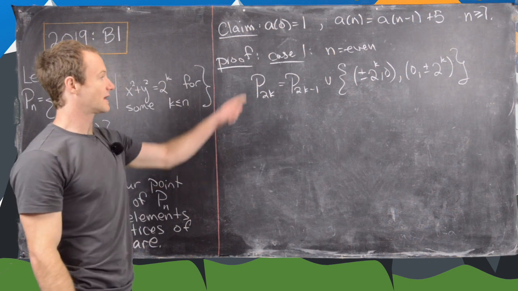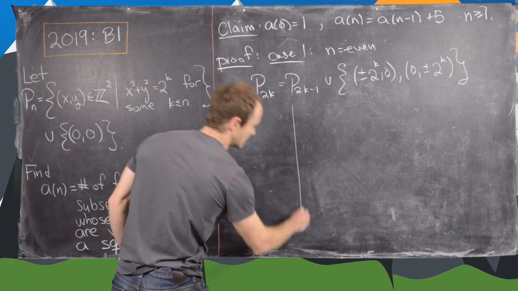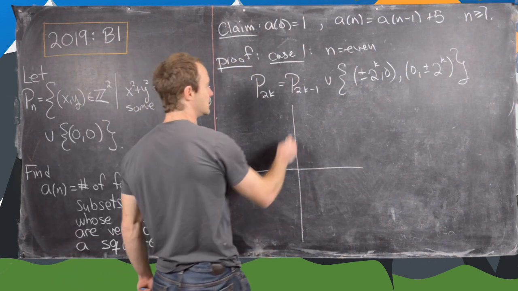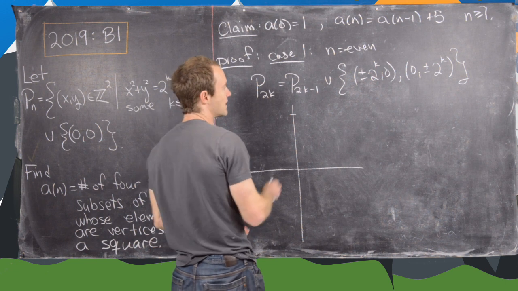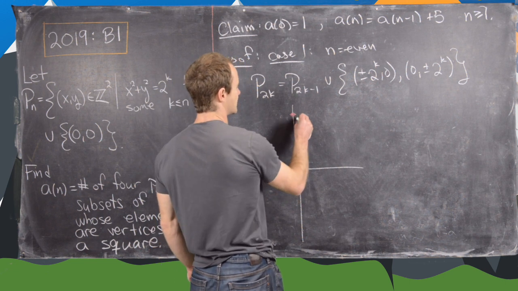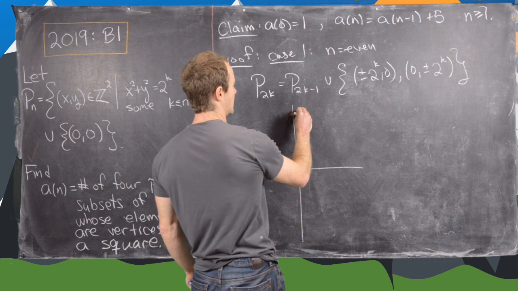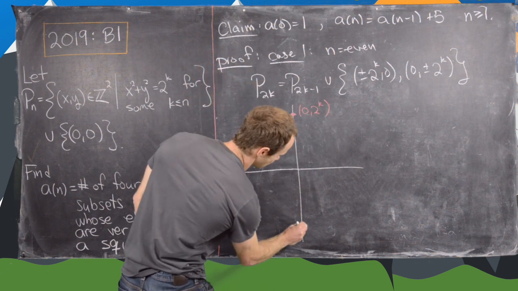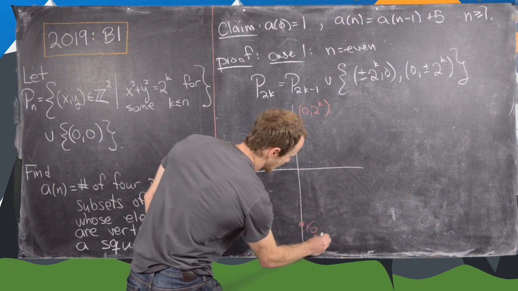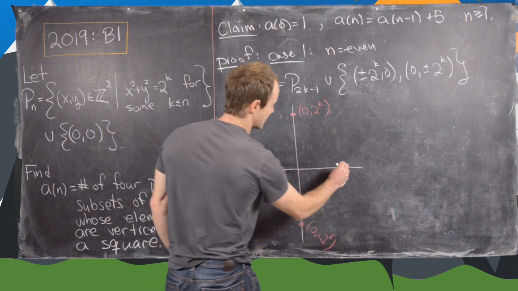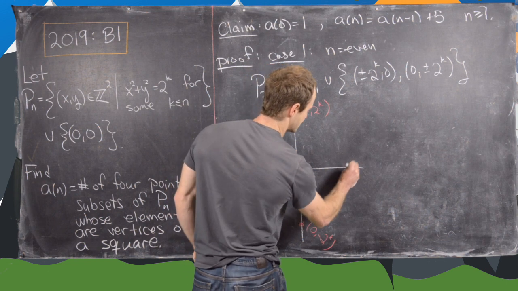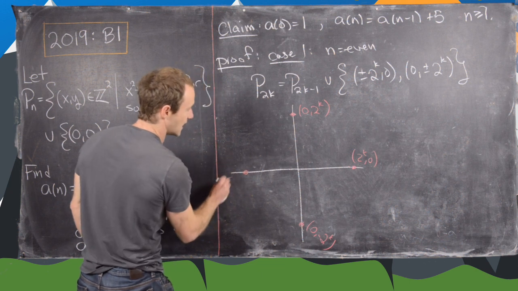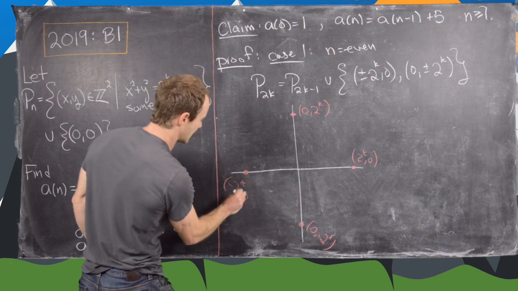But now let's make a picture here. So the picture that we'll make will be as follows. So we'll go up here to, this is one of our new points. So this is 0, 2 to the k. Good. Then we'll go down here. So this is 0, negative 2 to the k. And then over here is 2 to the k, 0. And then back here is negative 2 to the k, 0.